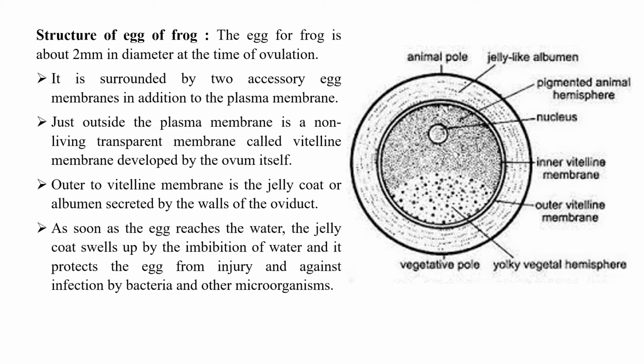Hence, in order to protect the ovum from all these kinds of pathogens that may be present in the external environment, the ovum has a very thick jelly-like albumin, which takes up water by imbibition when it is expelled in the water. Imbibition is the same process that you can observe in the wooden window panes as well as in the wooden doors during rainy seasons. They take up the water and swell up.